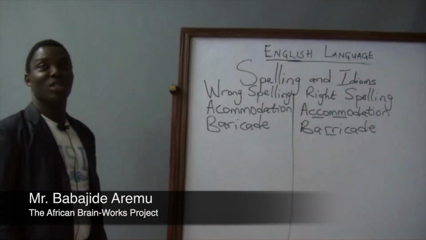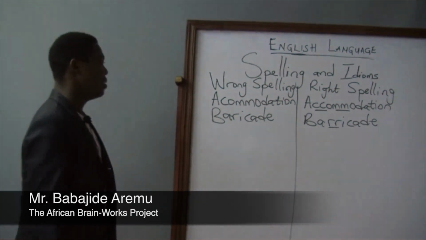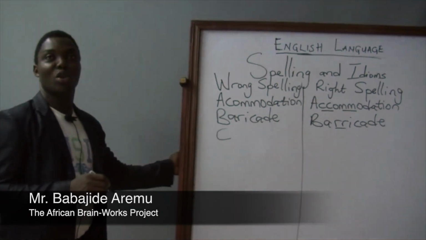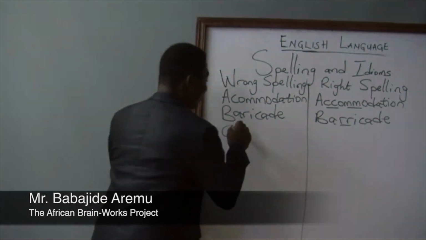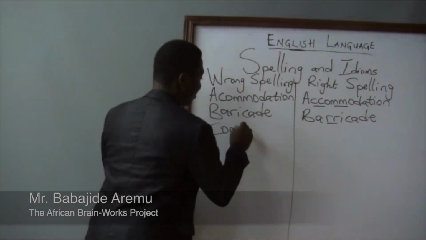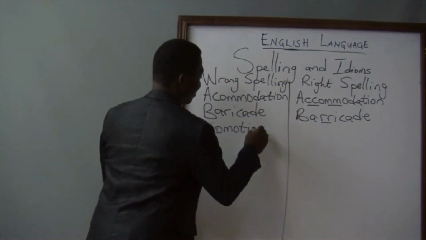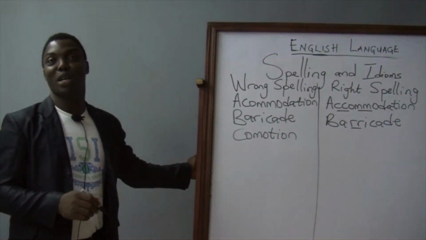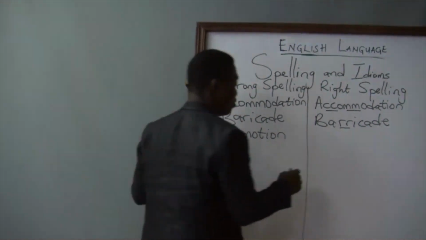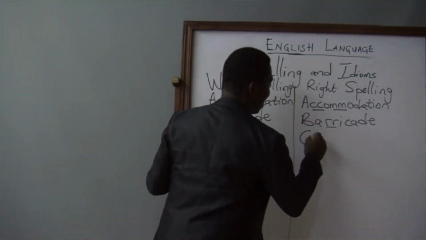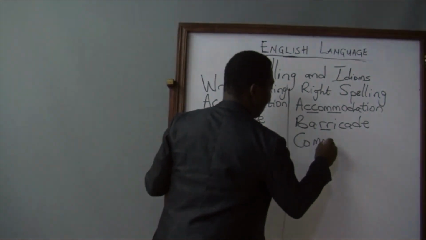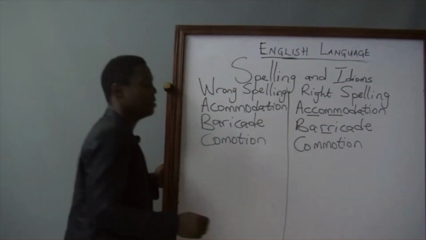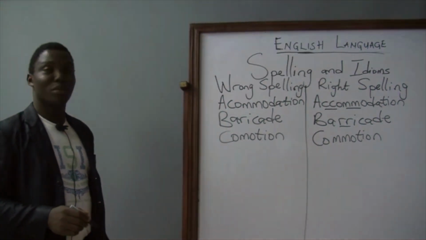And we are considering another word. We'll take the word commotion. Oftentimes, this is the way people spell commotion. But commotion should be spelled COMMOTION. That is commotion.